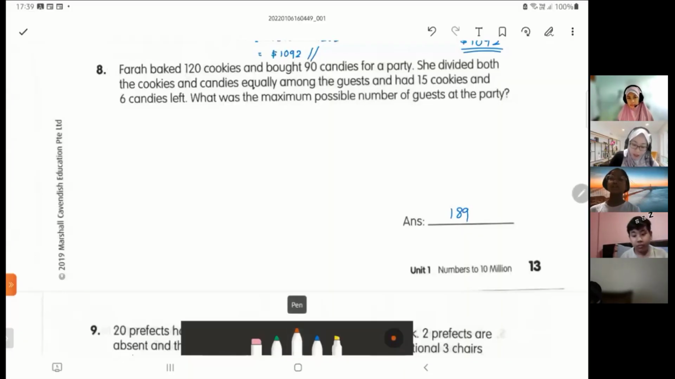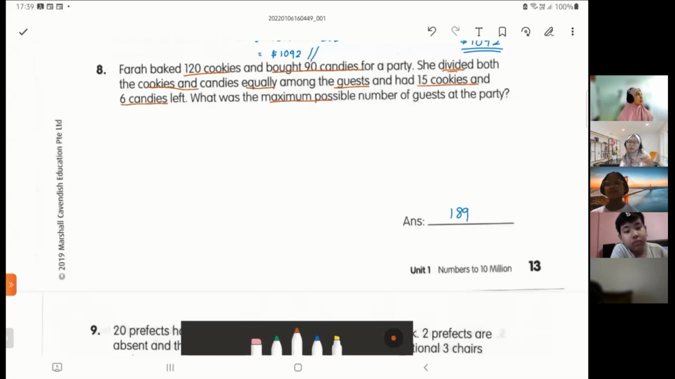Farah baked 120 cookies and bought 90 candies for a party. She divided both the cookies and candies equally among the guests, and she has 15 cookies and 6 candies left over. What is the maximum possible number of guests at the party?